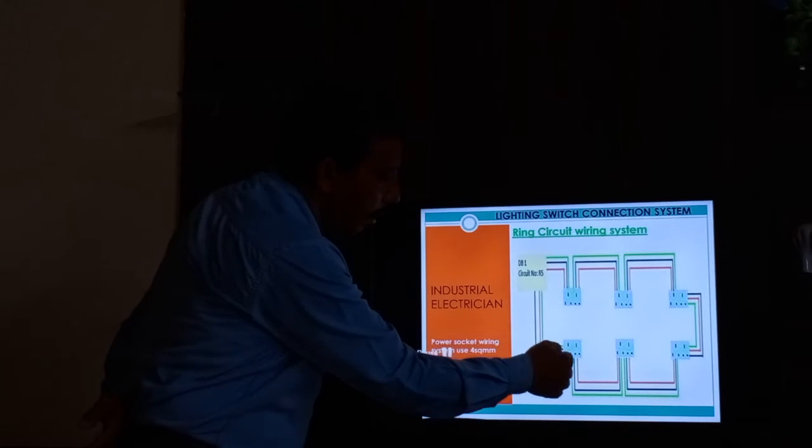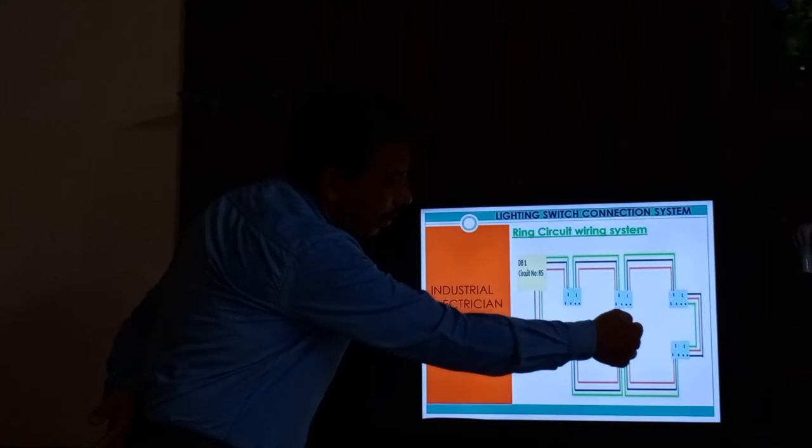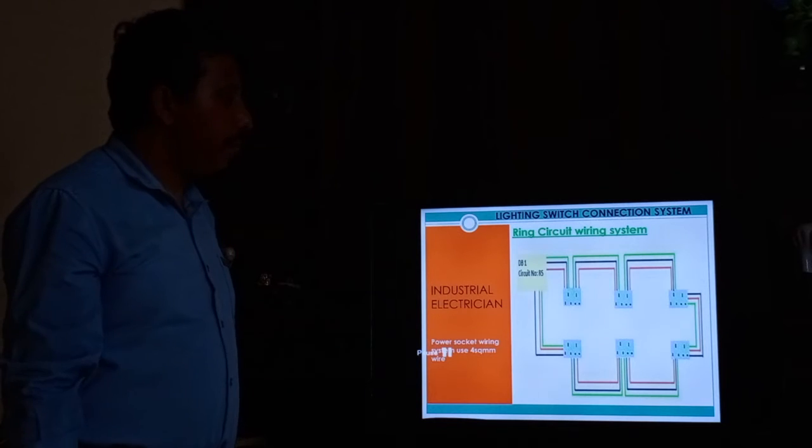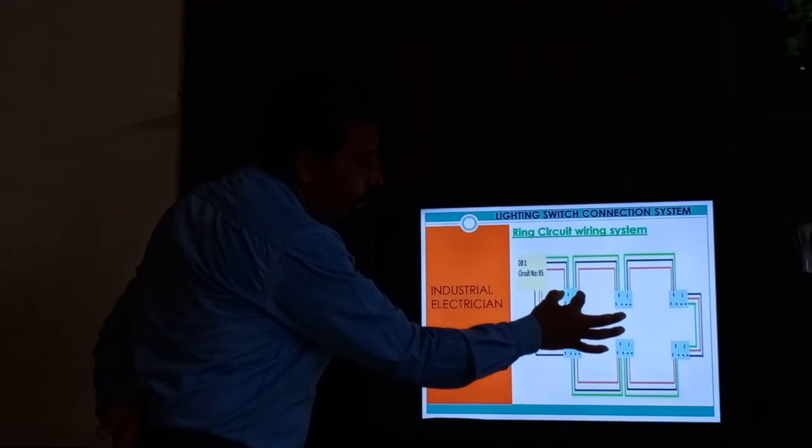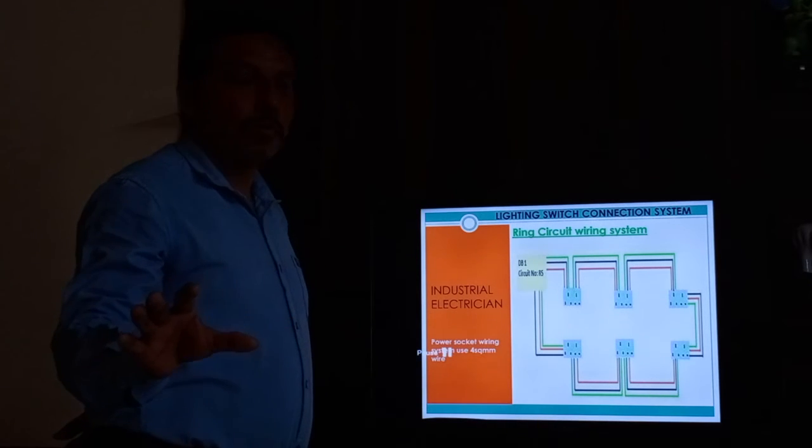If only 3 wires are coming to any socket, this means this is not a correct ring circuit wiring. Each point needs 6 wires.